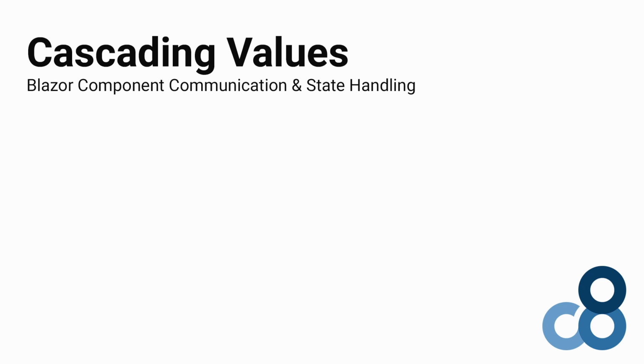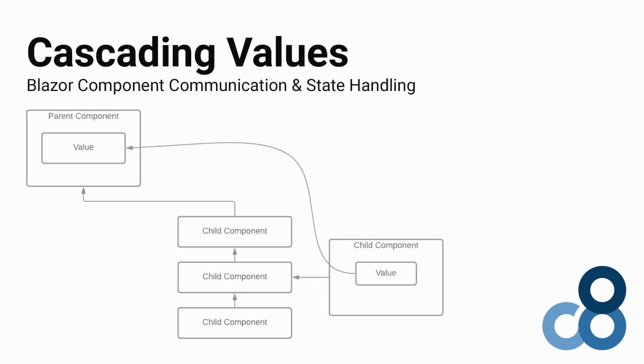Sometimes we don't have a simple parent-child situation, but we want to build a component hierarchy. An example could be that we have a page that holds user information. We want to make that user information accessible to every child component without explicitly passing it down the component tree.